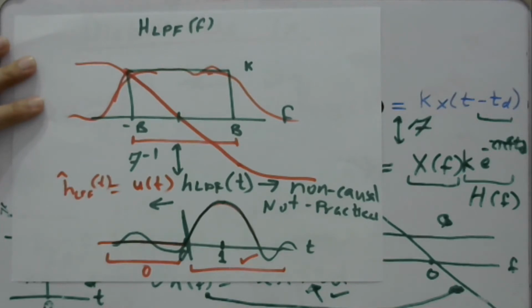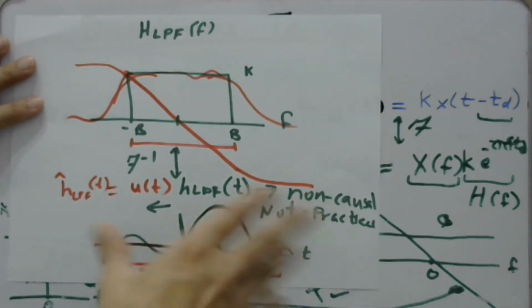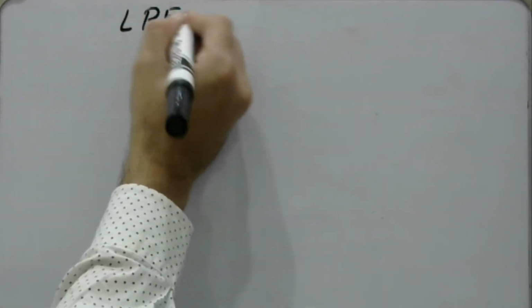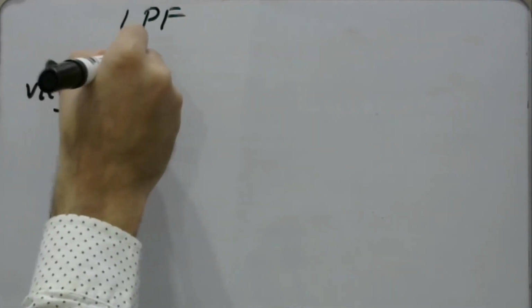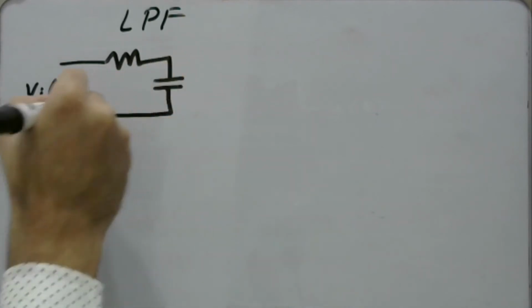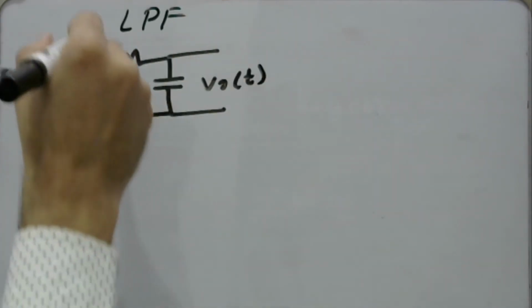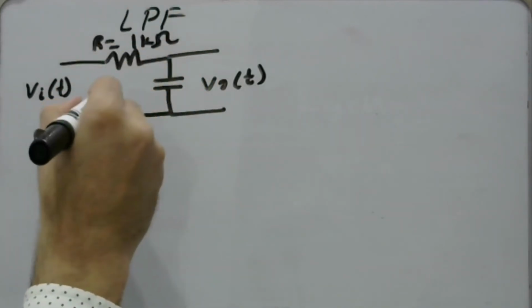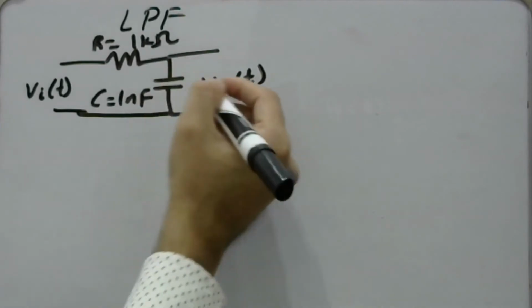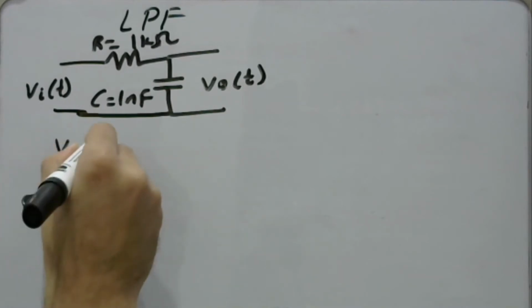Now let us look into one such practical filter that is implemented in real life, and let us take the example of the first order filter. For the low pass filter we have input Vi of t, then a resistor and a capacitor, and at the output we have V output of t. Say the resistor is 1 kilo ohm and the capacitor is 1 nanofarad.